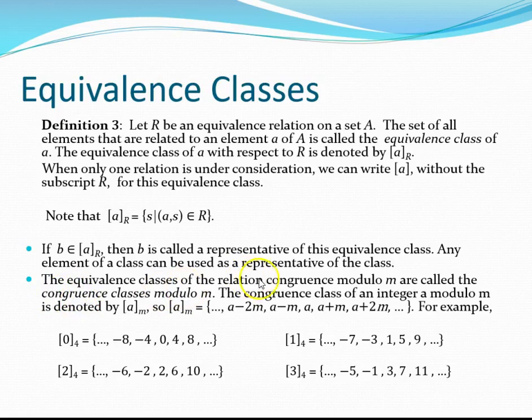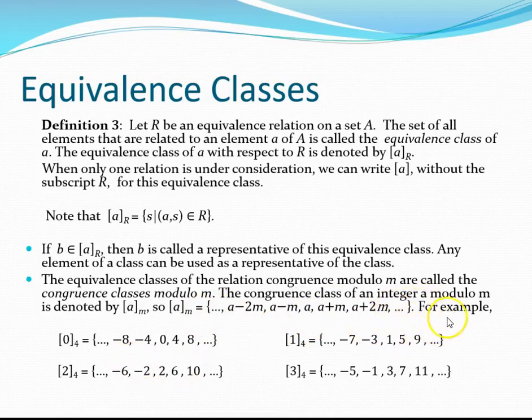The equivalence classes of the relation congruence mod m are called congruence classes mod m. The congruence class of an integer a mod m is denoted this way, and it consists of all these integers: a minus m, a plus m, a minus 2m, a plus 2m, and it continues indefinitely in both directions.